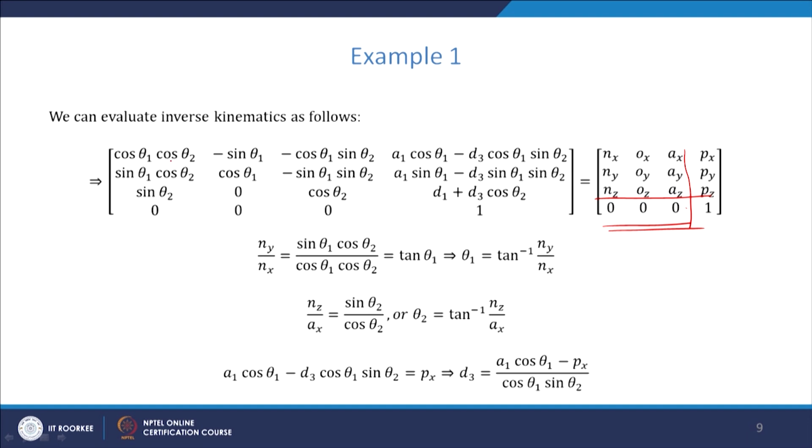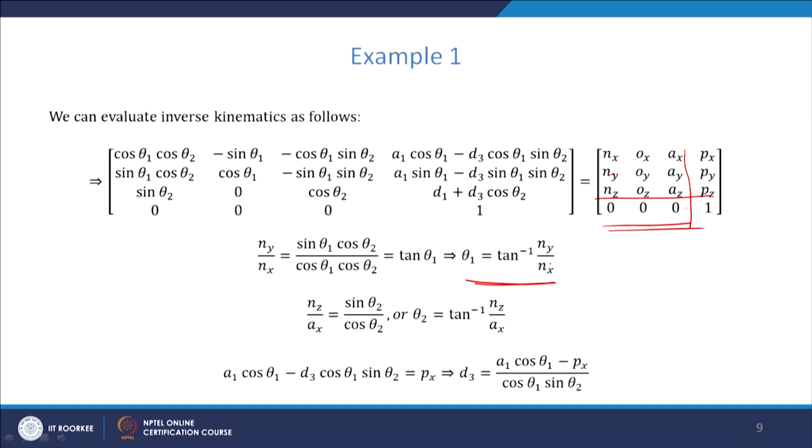That is, for example, cos theta 1 into cos theta 2 is given by n x, and n y is sin theta 1 into cos theta 2. Now, dividing both we will get tan theta 1 equal to n y by n x. So, because we know n y and n x, we will get the value of theta 1 by seeing the values of n x and n y.